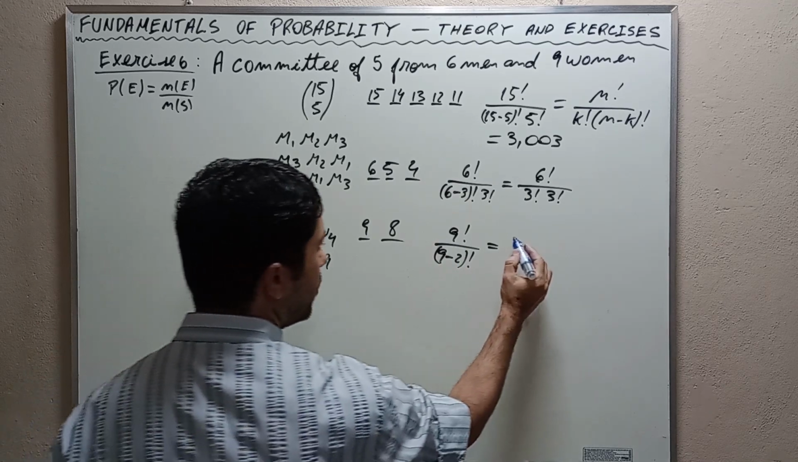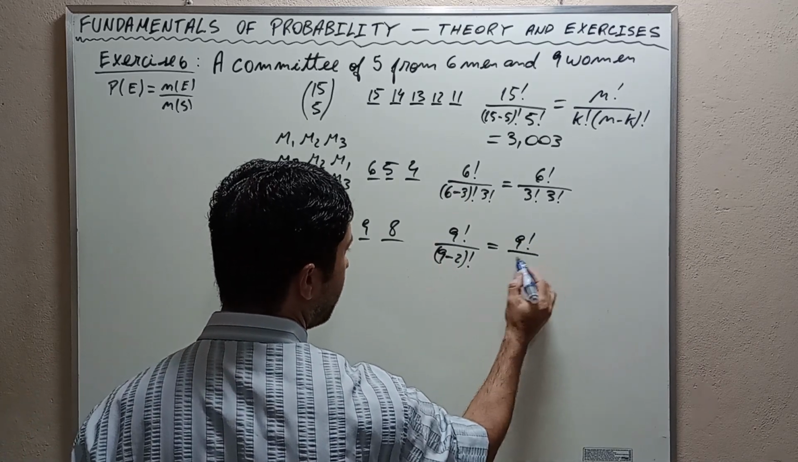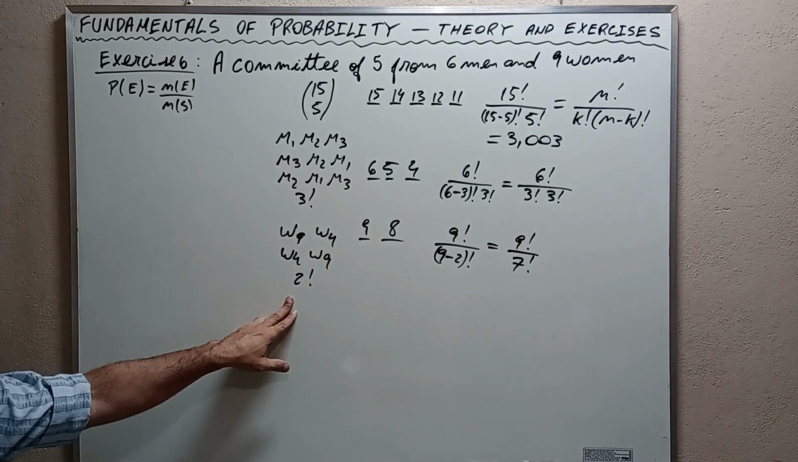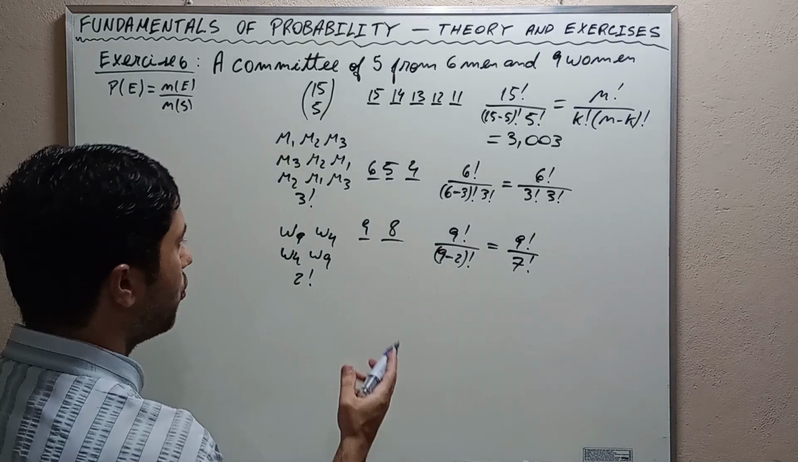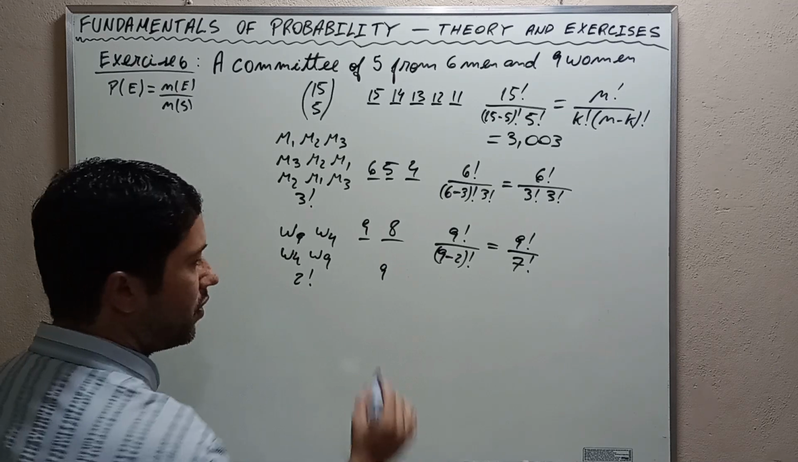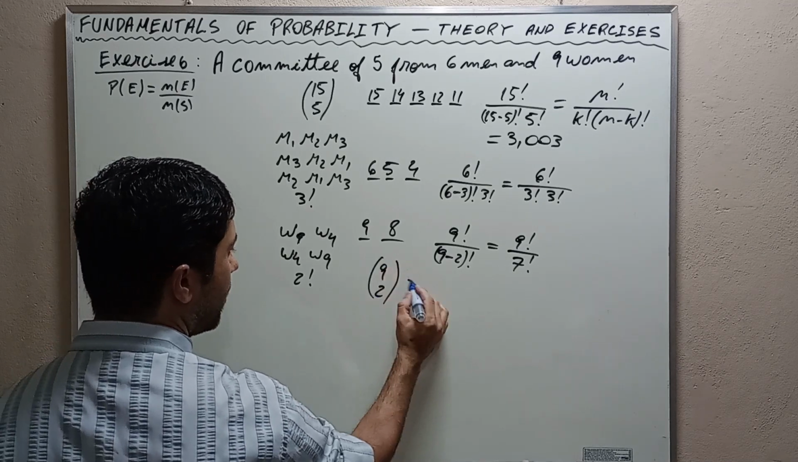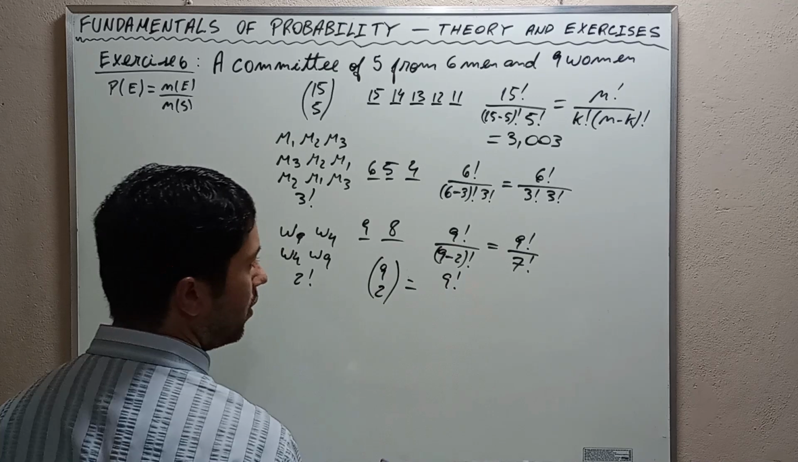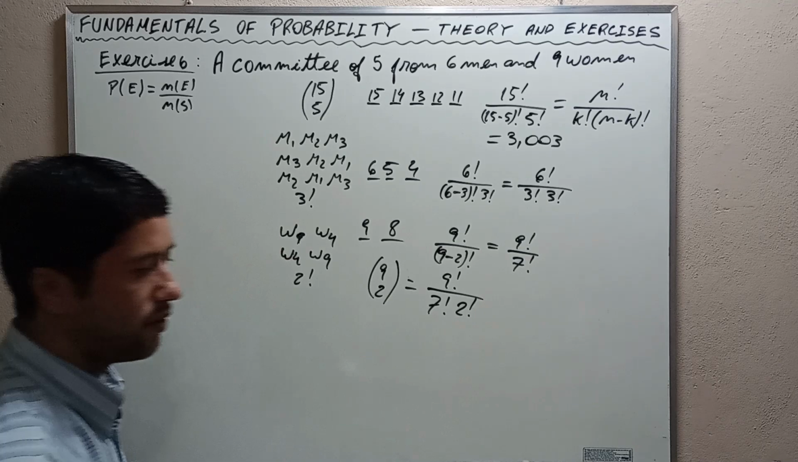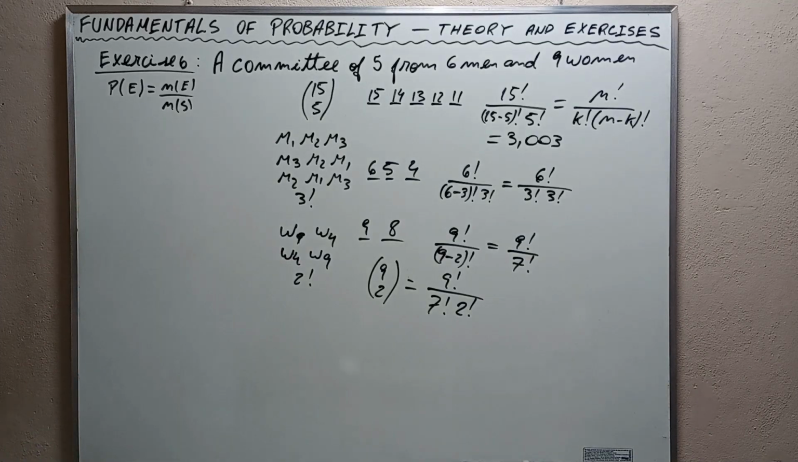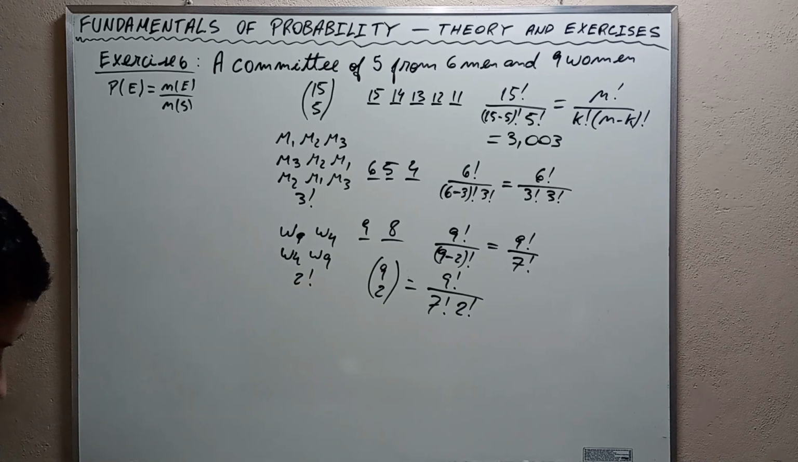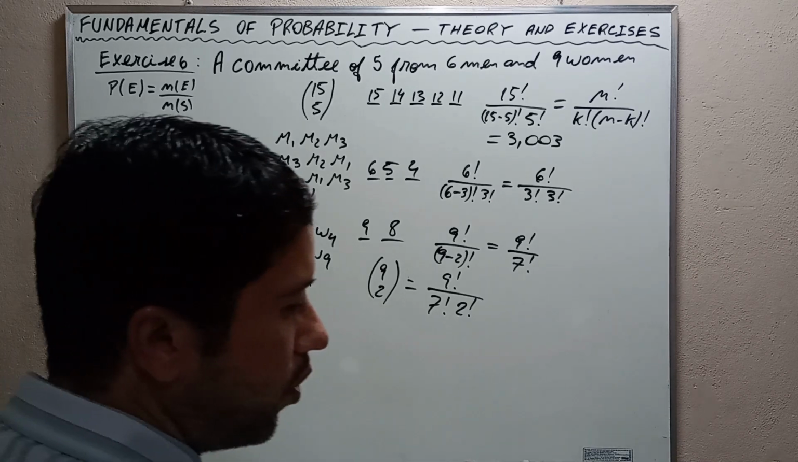This is equal to 9 factorial divided by 7 factorial, but we haven't yet discounted for the repetitions. To compute the combination of 9 women taking 2 at a time, we do the following: 9 factorial divided by 7 factorial times 2 factorial, and this is the number of possibilities of 2 women occupying this committee. Okay, having understood this, we are going to move on to the probability.